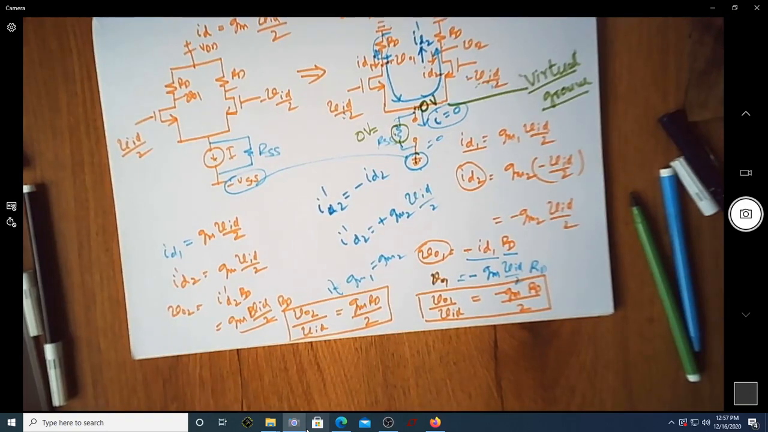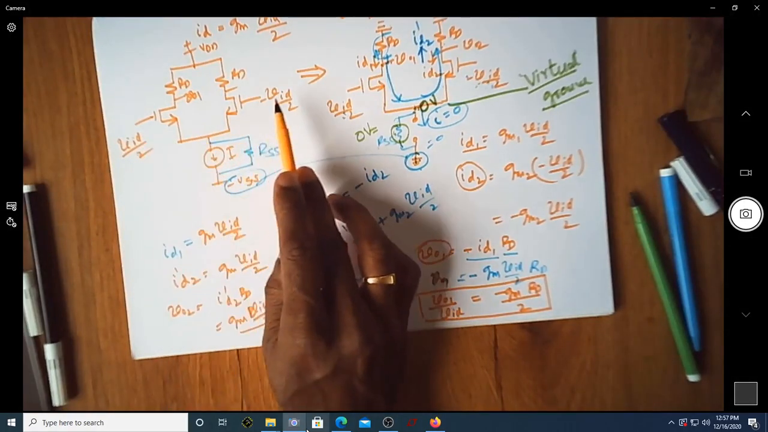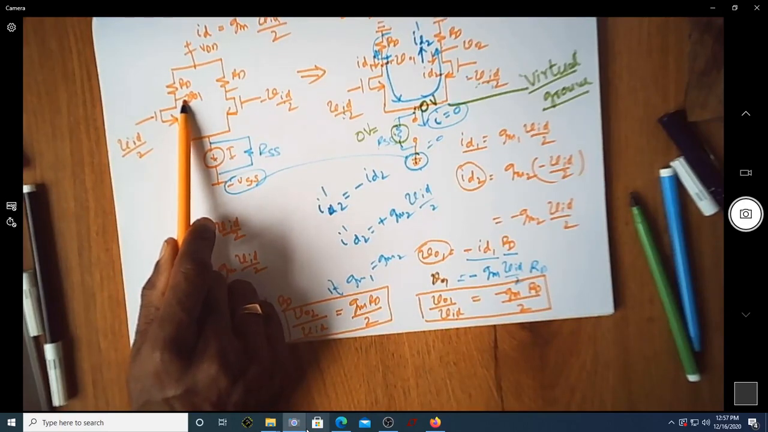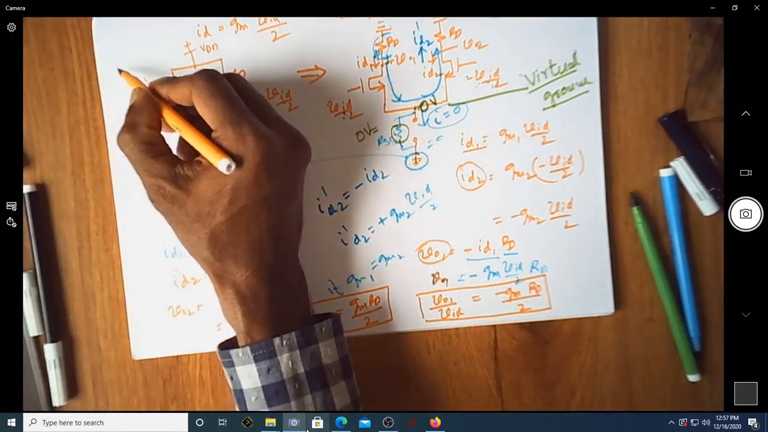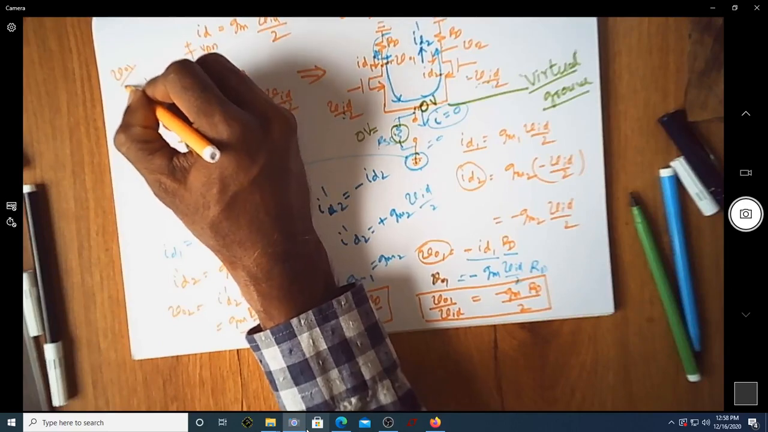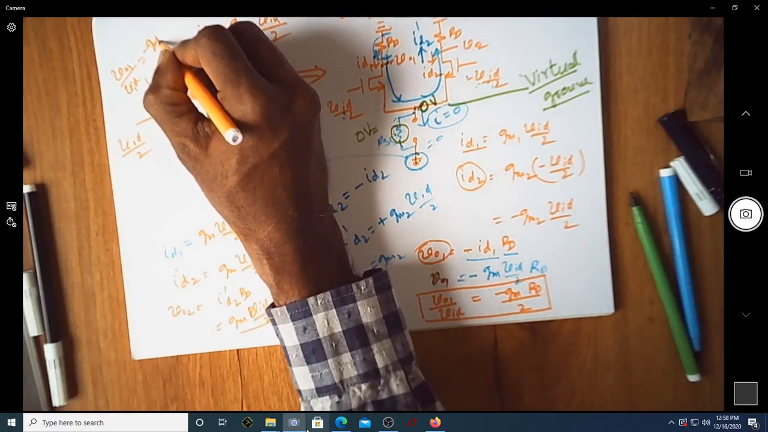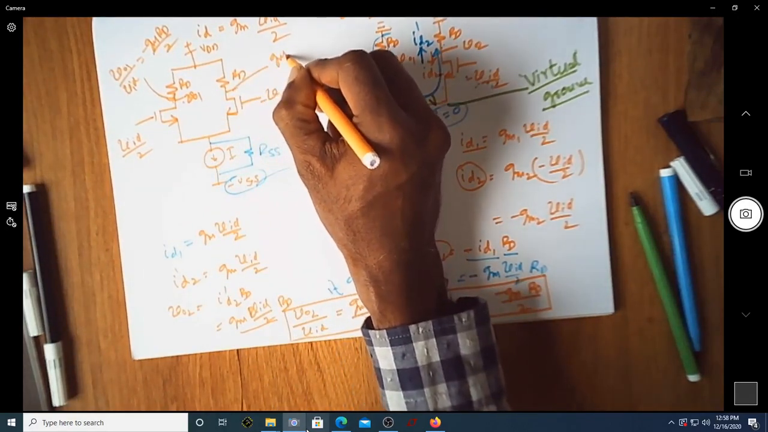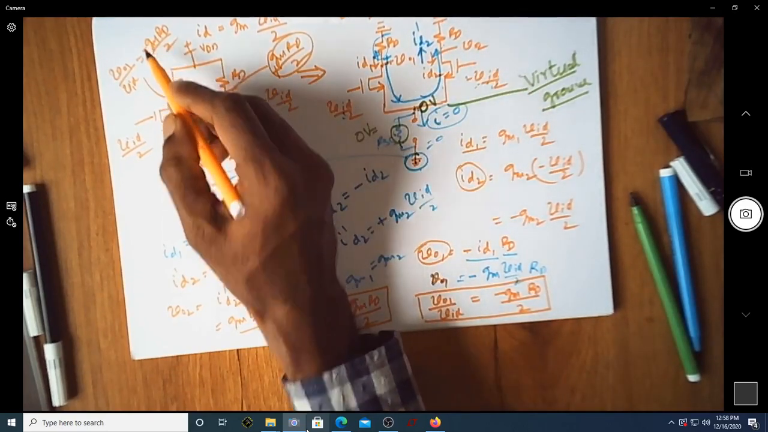Carefully notice this. If you apply VID by 2 and minus VID by 2, the voltage that you have measured at this point, suppose you try to find the gain here, that is V01 by VID will be minus GM into RD by 2. Over here it is GM into RD by 2. You can see there is a plus sign, there is a negative sign.